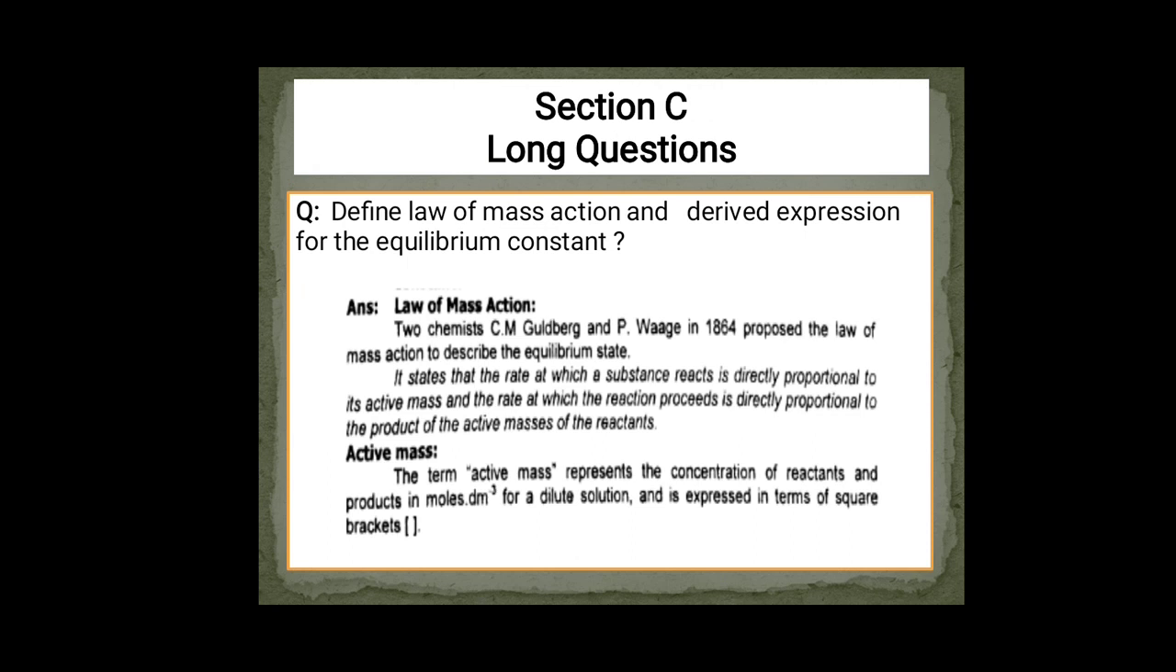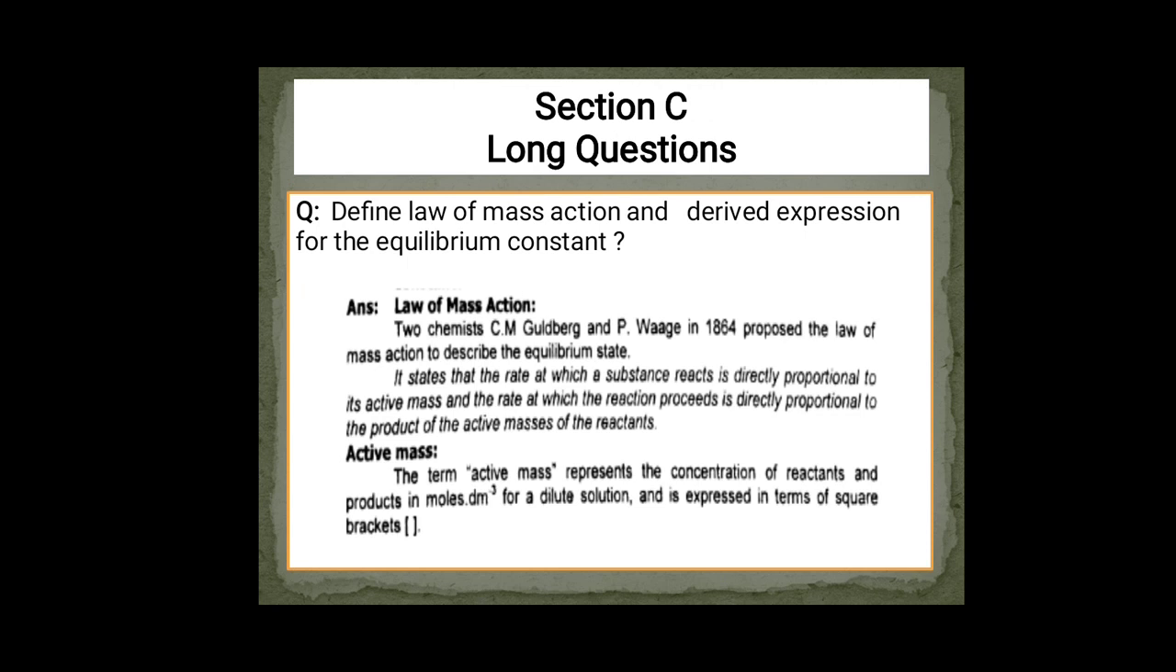Section C. Section C contains a long question. The long question of this section is: define law of mass action and derive the expression for the equilibrium constant. The answer of this question is, law of mass action. This law states that the rate at which substances react is directly proportional to the active mass, and the rate at which a reaction proceeds is directly proportional to the active masses of the reactants.